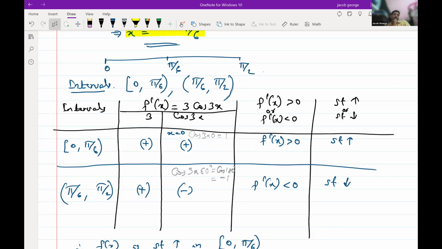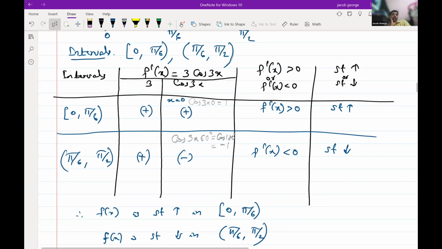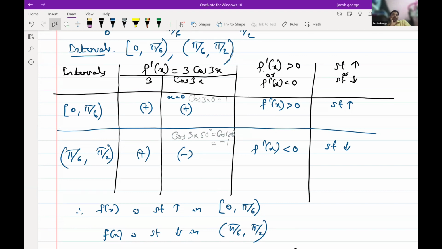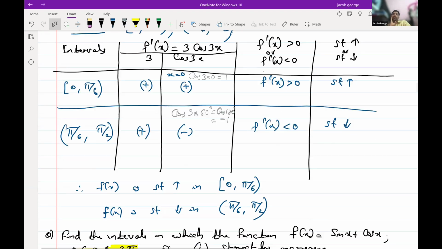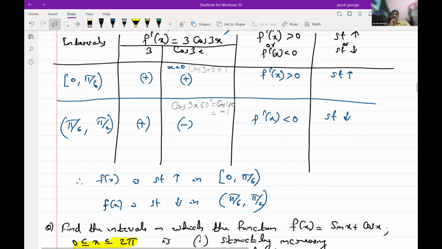Then in f dash x, we substituted 0 to pi by 6. I substituted 0. 0 is included there in that interval, because at 0, f dash x is not 0. So we could take 0. Both are positive. And pi by 6 to pi by 2, I substituted 60 degree, pi by 3. Cos 3 into 60, cos 180 is negative. So that is negative. In that case, f dash x is less than 0.